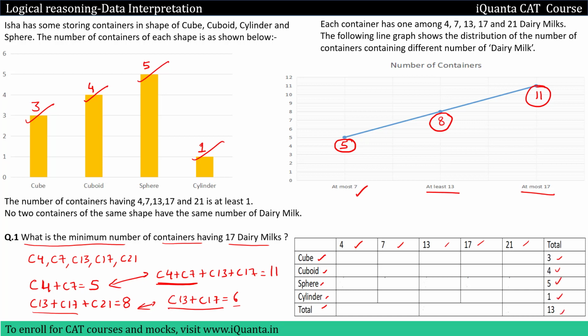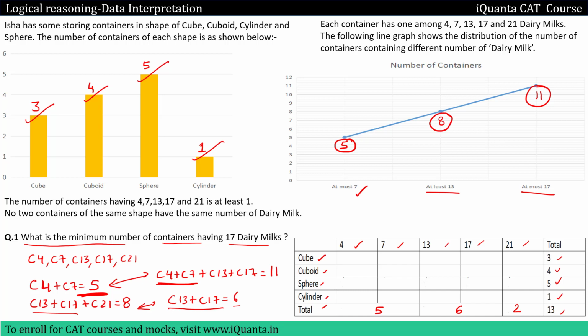In total I have 13 containers. Now here what I can do is I found the equation in which C4 plus C7 was equal to 5. So I'll be writing 5 over here, because C4 plus C7 total will be equal to 5 containers. Then we were given that C21 was 2, we found it earlier, so this will be equal to 2, and C13 plus C17 will be equal to 6, because at the bottom also the total should be 13.